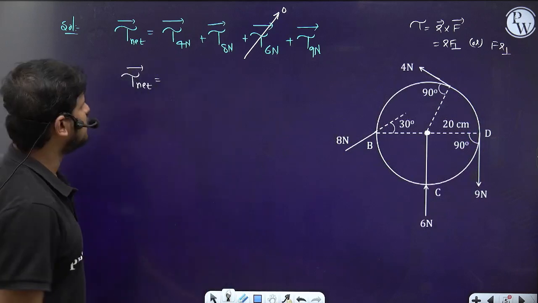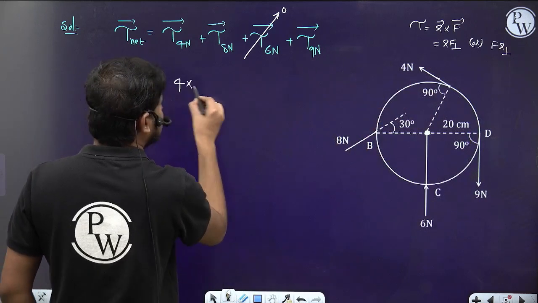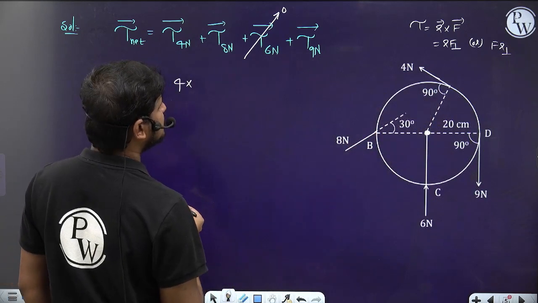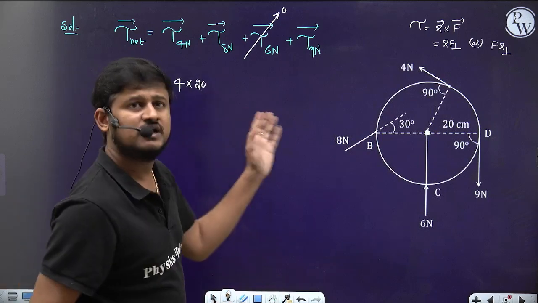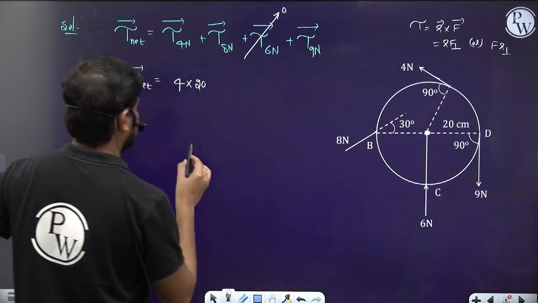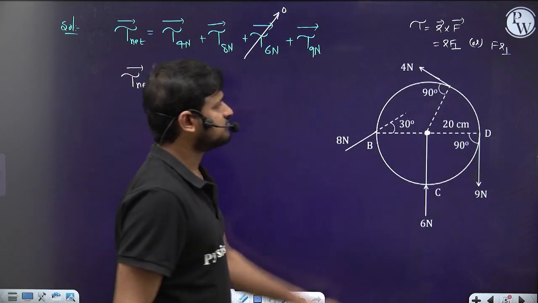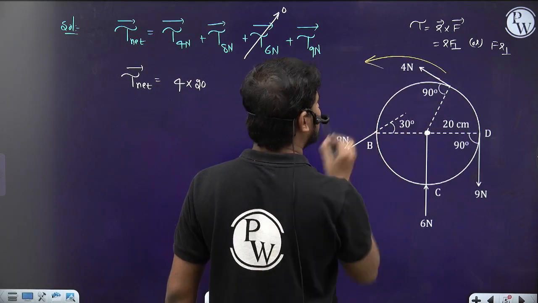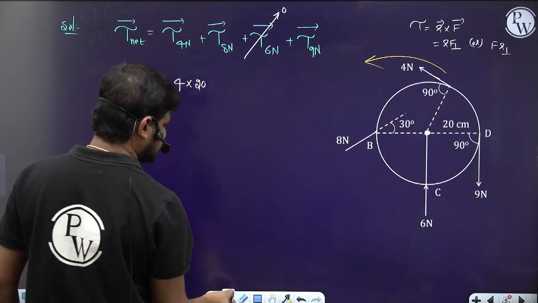Yes or no? So here the force is 4 newtons into the perpendicular distance, which is 20 centimeters. First let's just write the value, at the end we will convert it to meters. So 4 into 20. First, is this torque clockwise or anti-clockwise? Due to this force, obviously the torque will be this side, so this will be anti-clockwise. So it will be positive, right?